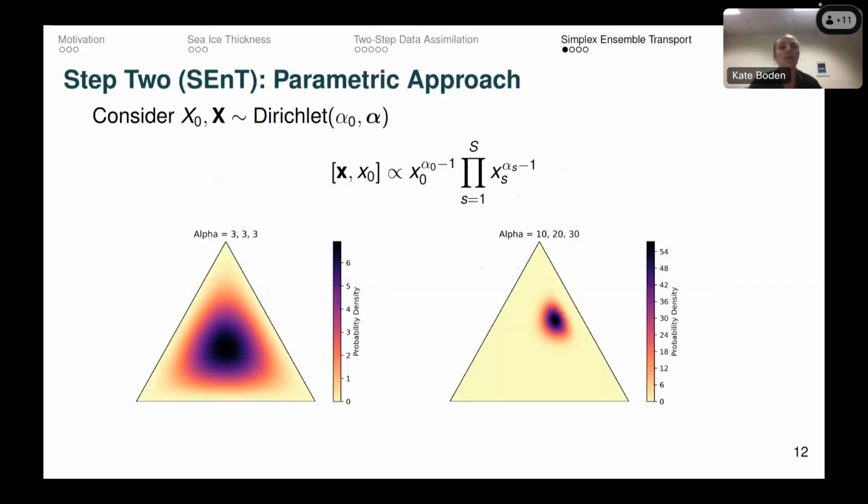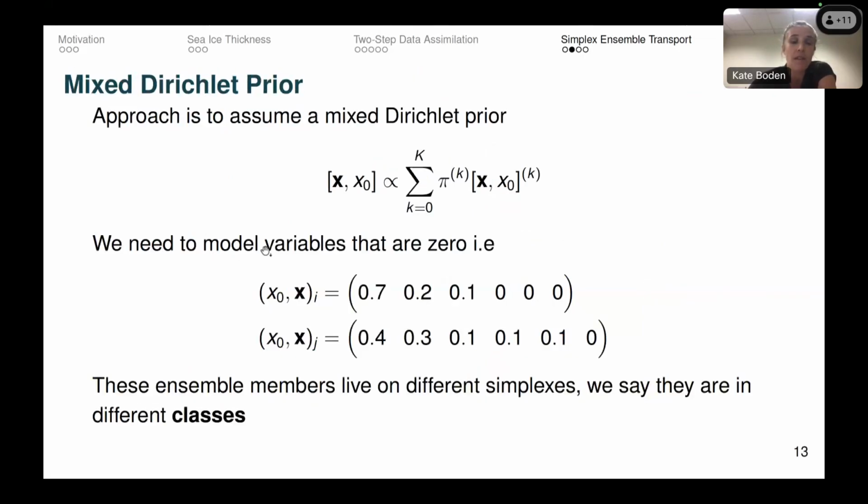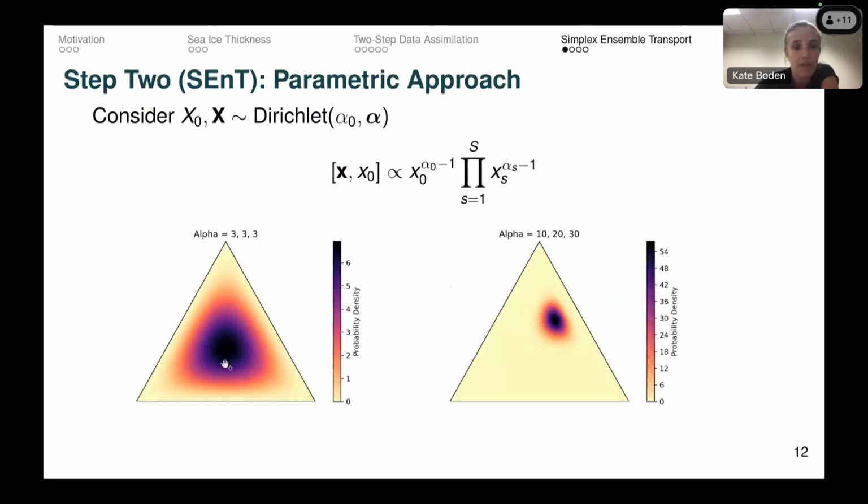So how do we do this? Well, for step 2, we take a parametric approach where we assume that the joint distribution between the observation space x0 and the state space x is Dirichlet. And I'm giving you the PDF here. Just to give you some intuition, if this is a new distribution for you, the value of the parameters gives you an idea of the spread and the location of the distribution. So if they're all the same value, then you're centered on the domain. And the larger the parameter values, the tighter the distribution.